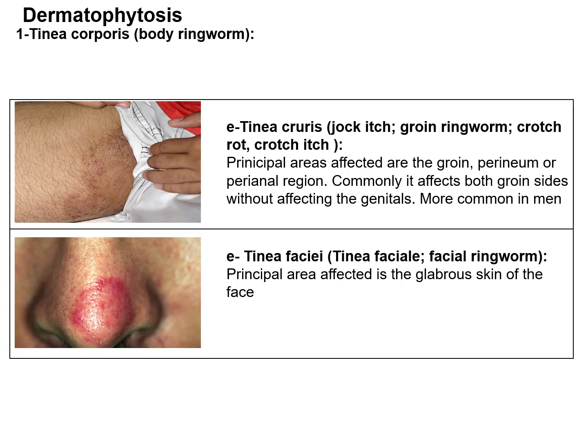Tinea corporis might also manifest as jock itch, which is called tinea cruris as well. In this case, the affected areas are the groin. It doesn't affect the genitalia, it affects the groin sides, and it might also affect the perineum, which is the region between the anus and the genitalia, and might also affect the perianal region. It's more common in men than in women.